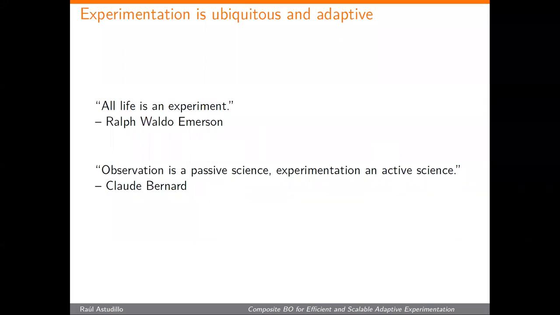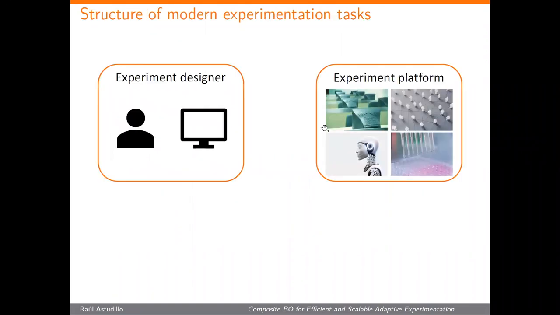The first one is that experimentation is universal, in the sense that it is present in pretty much every aspect of life. In particular, it is key in science and engineering, and that's the reason why we're very interested in doing efficient experimentation. The second one is that experimentation is more often active rather than passive. That means that we're gonna be running new experiments based on the insights and the knowledge that we get from previous ones. So with these two things in mind, I would like to provide a bit more detail about the structure of modern experimentation tasks.